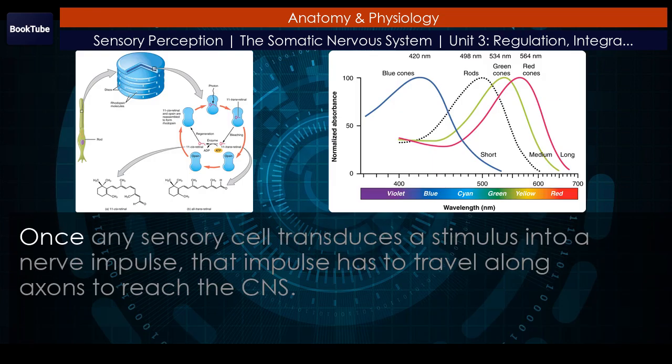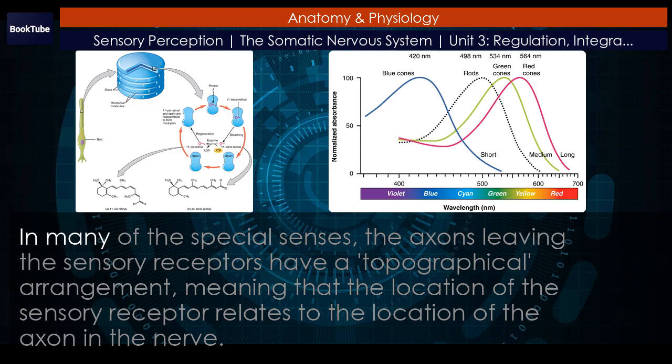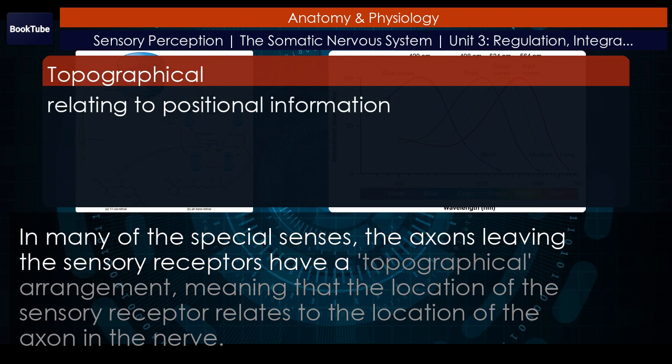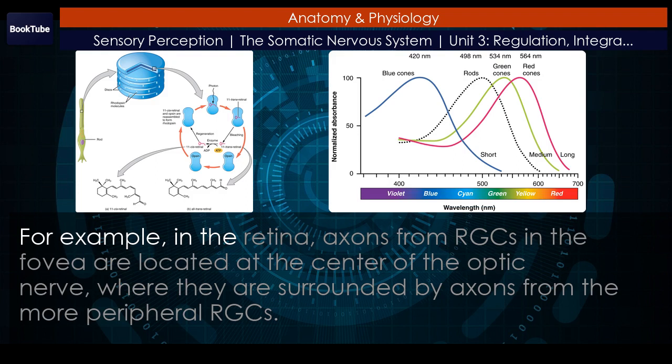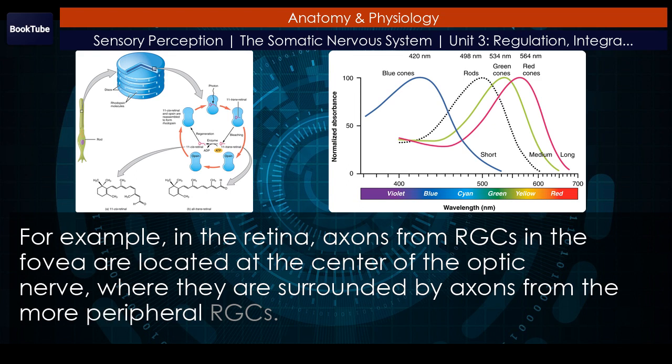Sensory nerves. Once any sensory cell transduces a stimulus into a nerve impulse, that impulse has to travel along axons to reach the CNS. In many of the special senses, the axons leaving the sensory receptors have a topographical arrangement, meaning that the location of the sensory receptor relates to the location of the axon in the nerve. For example, in the retina, axons from RGCs in the fovea are located at the center of the optic nerve, where they are surrounded by axons from the more peripheral RGCs.